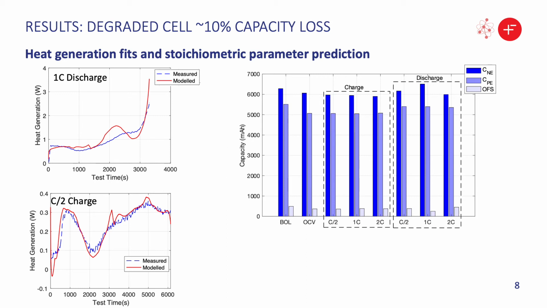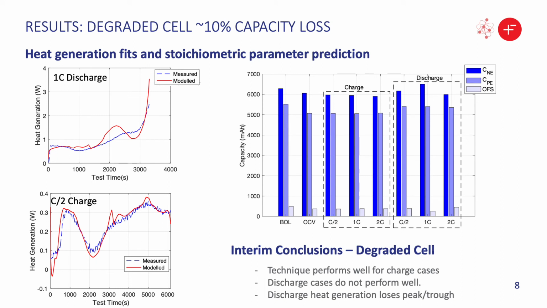For discharge, however, we see that the performance is poor, and between the datasets there is a high variability in the parameters predicted. For the degradation datasets, we then conclude that the technique performs very well for all charge cases, showing that under charge the technique is robust to C rate as well as levels of degradation. However, we see that for discharge the parameters predicted are not accurate. This is due to the model not capturing the shape of the heat generation well, as seen in the top left figure.